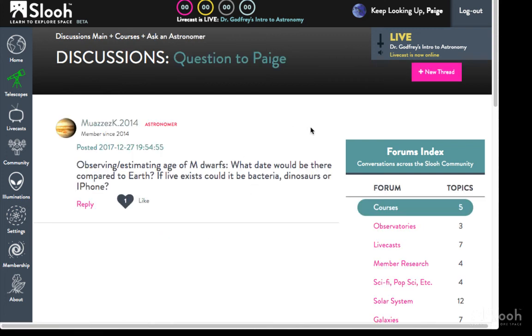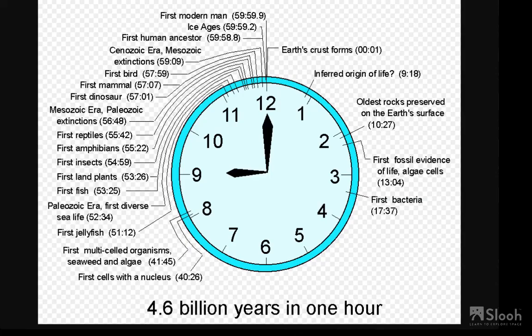Awesome. So the question is that when we're observing and estimating the age of an M dwarf with a potential life-hosting planet around it, if life exists, you know, what are the ages of these M dwarfs? Are we talking about life in the form of bacteria or like single-celled organisms? Are we talking about dinosaurs? Are we talking about our human life and iPhones? And that's a really great question.